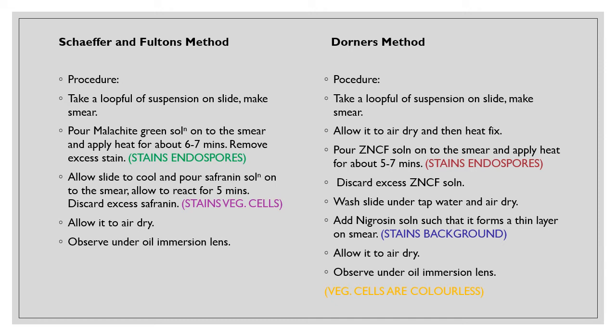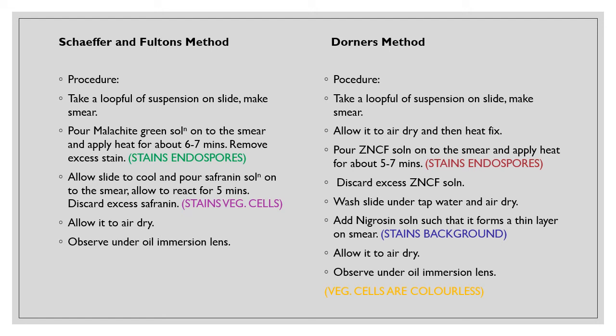This is a very important step, because now you are going to add nigrosin solution such that it forms a thin layer on the smear. You don't need to flood your smear with nigrosin solution. You just add a sufficient quantity so that it forms a thin layer, and this will help to stain your background. After adding the nigrosin solution, allow your slide to air dry and then observe under the oil immersion lens, that is 100x.